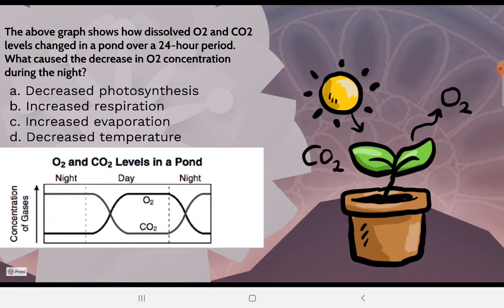All right, so when is the sun out? Sun's out during the day, right? So if the sun's out during the day, will you see more oxygen in the pond or less? So let's try to understand photosynthesis. Plants take in CO2 and give off oxygen. Let's just write the formula.